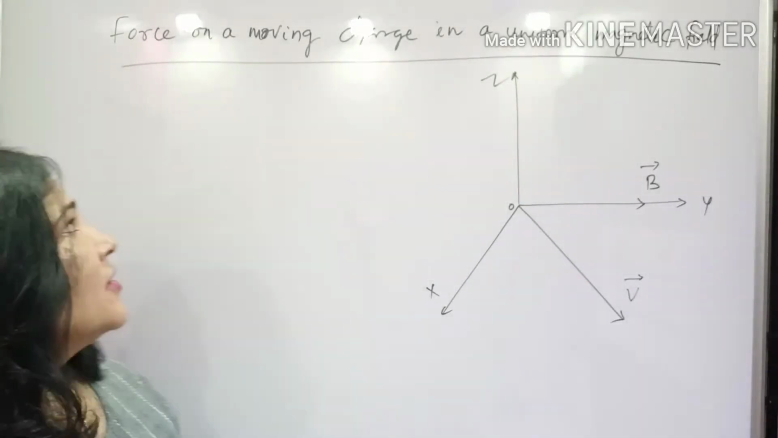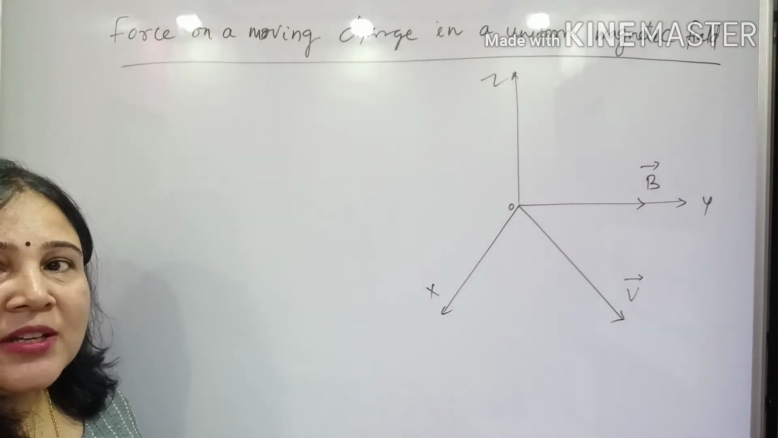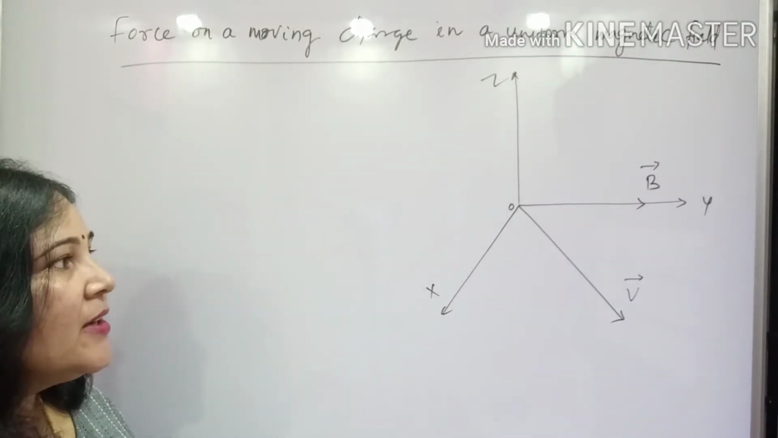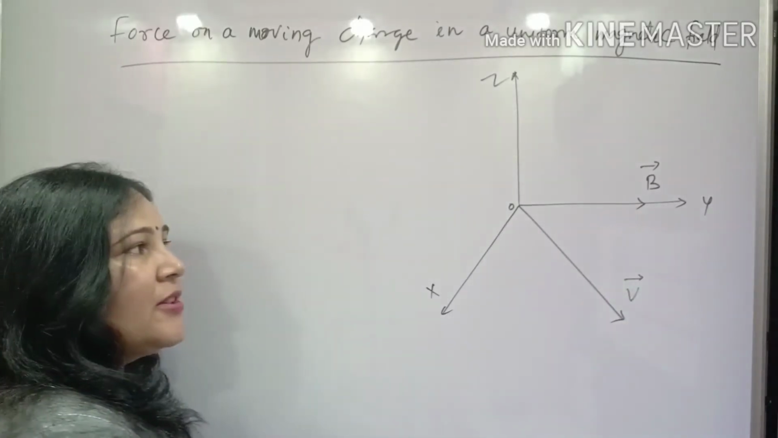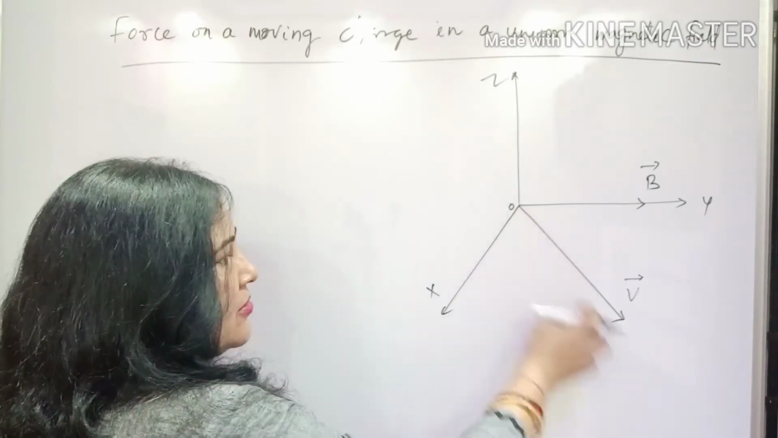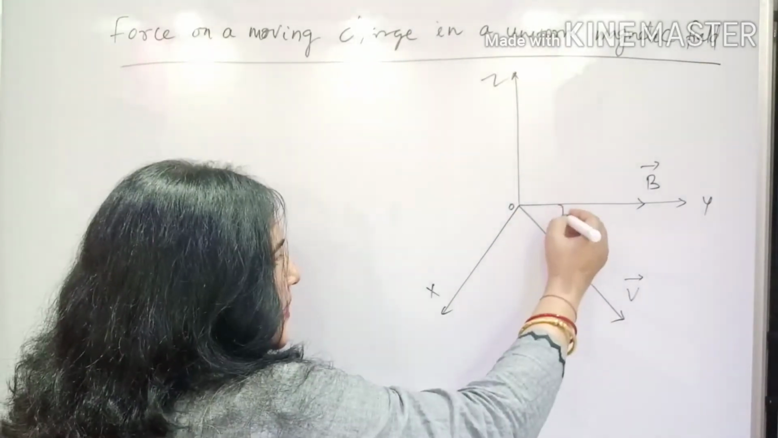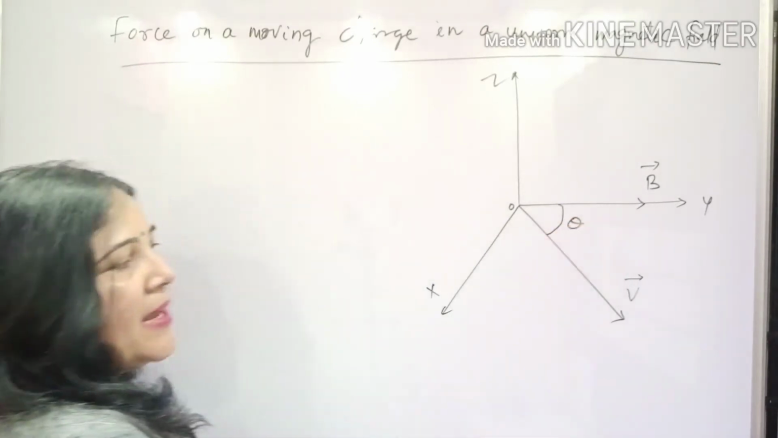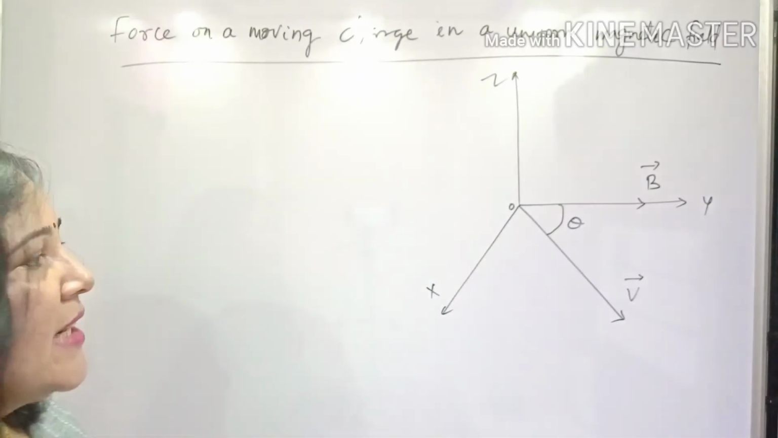Hello students, we'll discuss today about force on a moving charge when it is in a uniform magnetic field. Here you can see that along the y-axis the uniform magnetic field B is acting, and a charge Q is moving along this direction so that it is making an angle theta with the magnetic field. We have to find out what is the force acting on that charge.